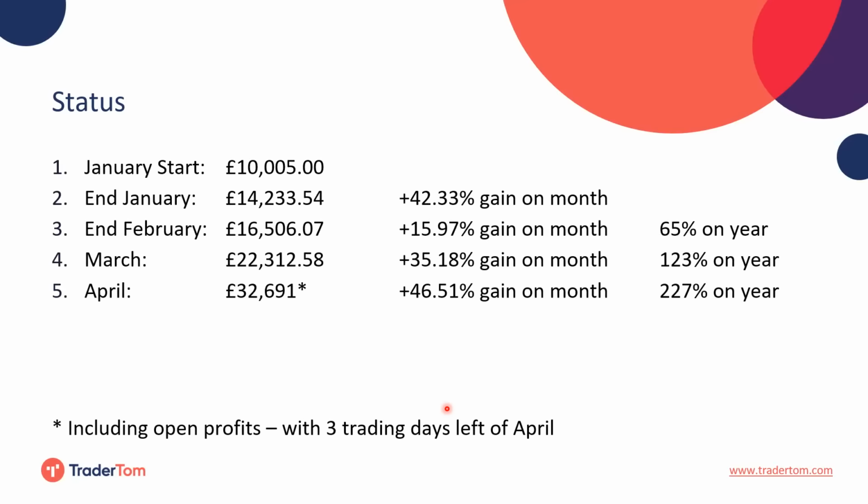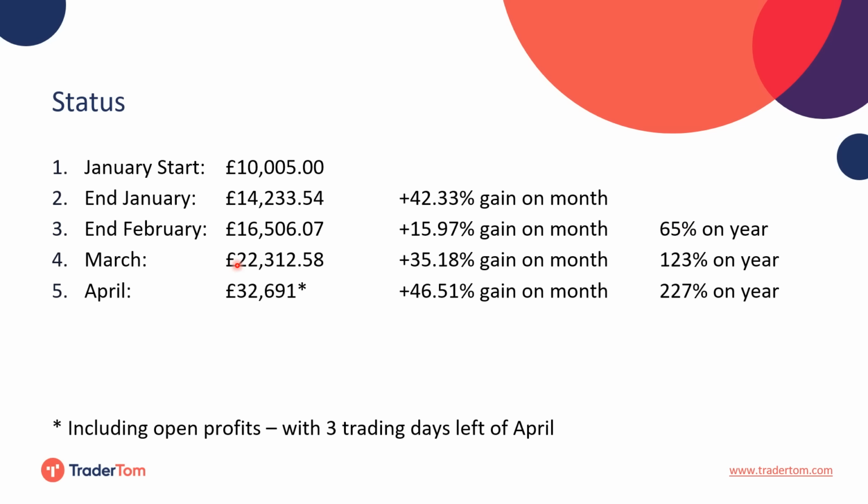So here's half the story. I started with £10,000. Okay, admittedly it was 10,005, and I ended January at 14,233 and 54 pence, which was a 42% gain on the month. February was a month where I took 10 trading days off for holiday, and the result is evident. I only made 15.97% on the month, and at that point I was up 65% on the year. So up 42% on the year, up 65% on the year.